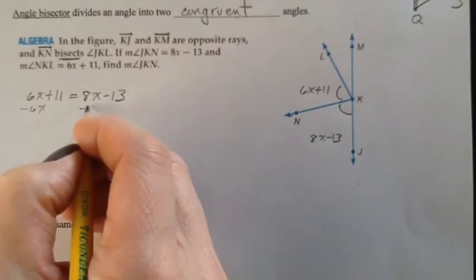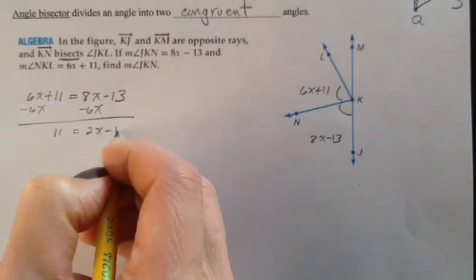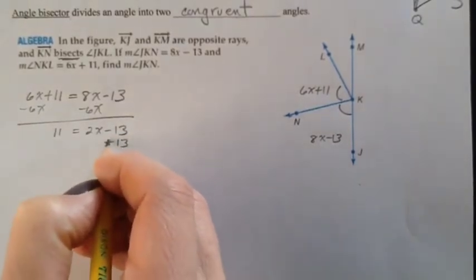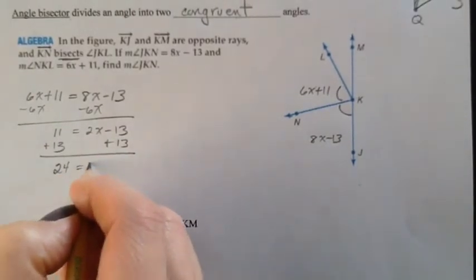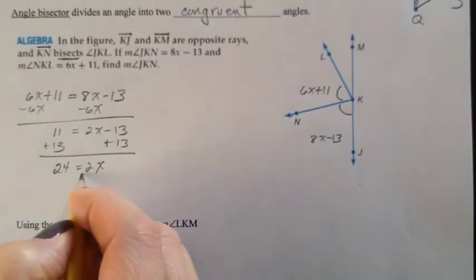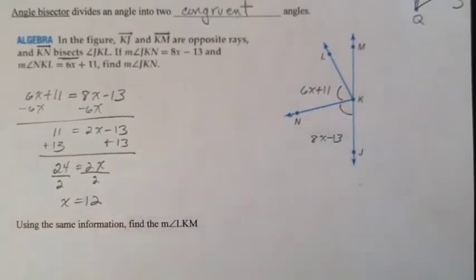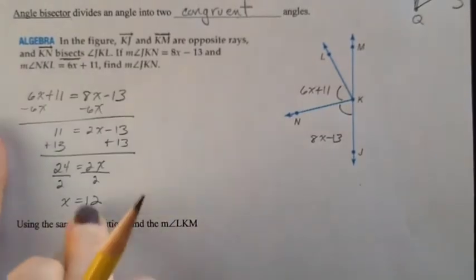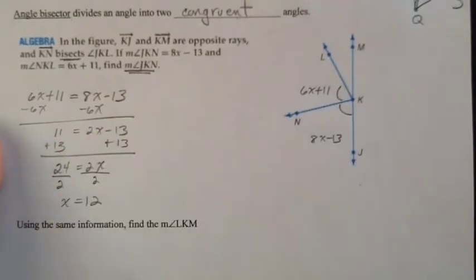Subtract 6x. Add 13. Divide by 2. Okay, so x equals 12. Now, if this were a multiple choice question, this would be one of the possible choices for your answer. But if you chose 12, you would be incorrect, because the question wasn't, what is the value of x? The question was to find JKN.